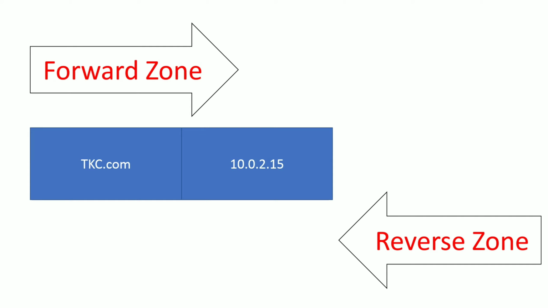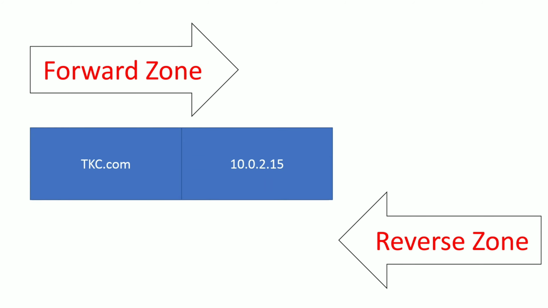The process of finding an IP address based on the host name in DNS is called forward lookup, and the reverse lookup is the opposite of forward, where it needs to find the host name based on the IP address. So this is how the forward and reverse lookup zones are created. Now I'll go ahead and create one zone.